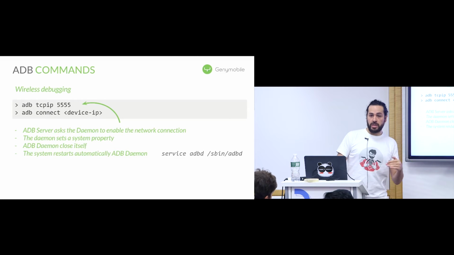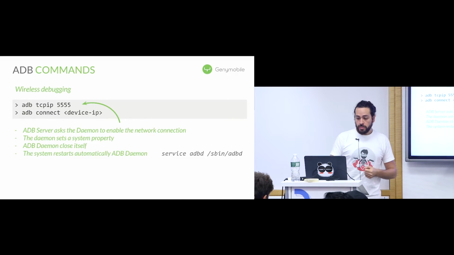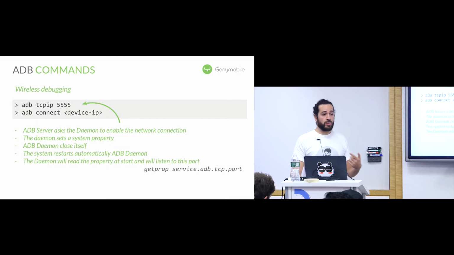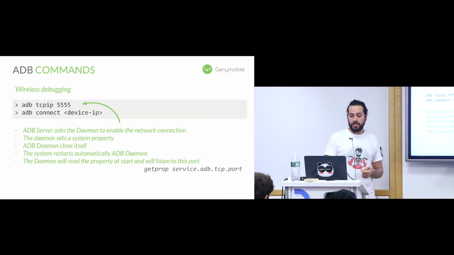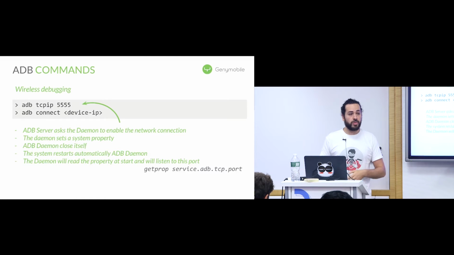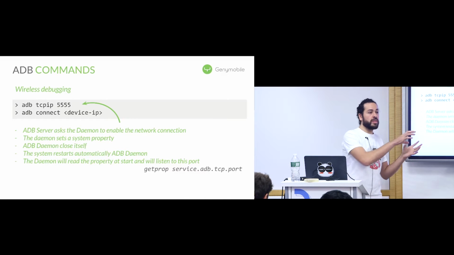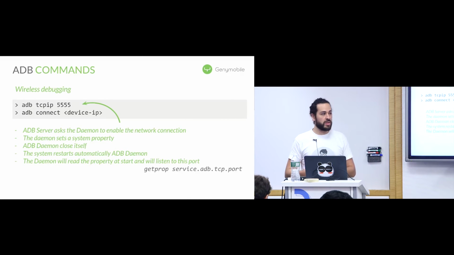But the daemon is declared on Android devices in init.rc as a background process. And so the system will just turn on ADB again. And when it turns on at the startup of the ADB daemon, it will look for a property that was set previously. So it will see that service.adb.tcp.port is set with a port. So at startup, it will open this wireless connection, a new server waiting for remote ADB servers to connect to it. Okay, so that's how it works.